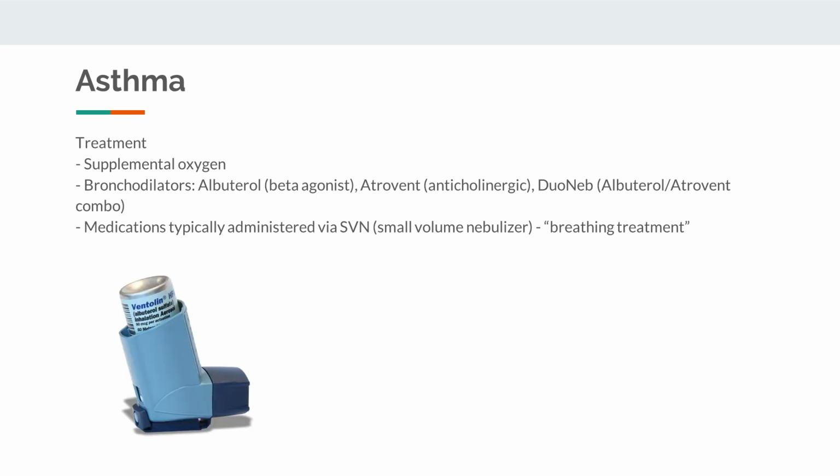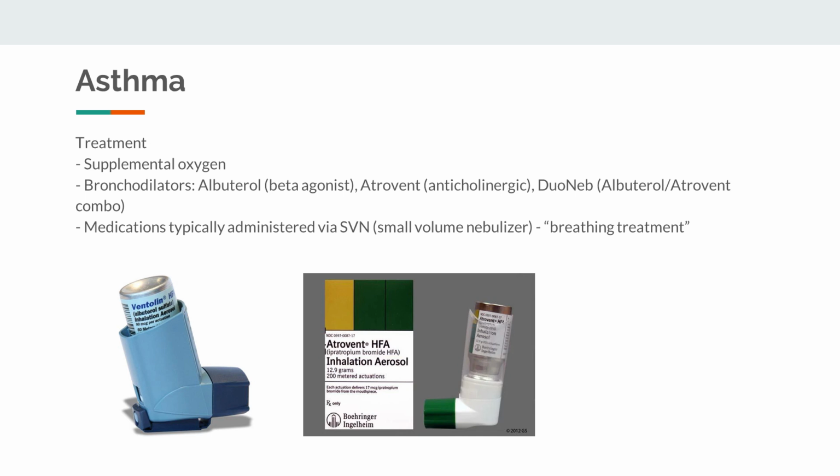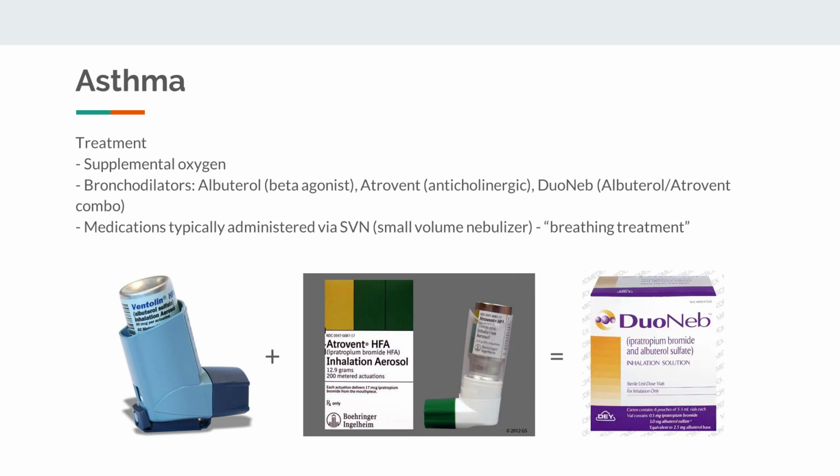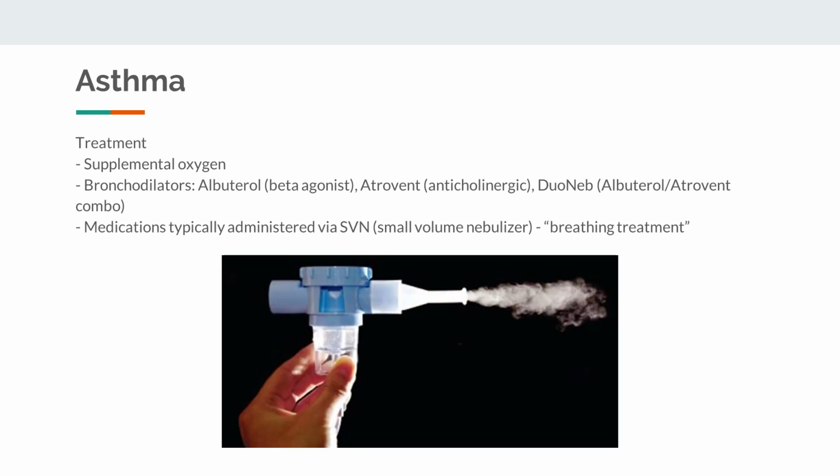Bronchodilators such as albuterol and Atrovent have different mechanisms of action and are usually given together in a combination called DuoNeb. It's administered via SVN, or small volume nebulizer, which aerosolizes the medication so that it can be better delivered to the lungs. You may have heard these treatments referred to in the ED as breathing treatments.